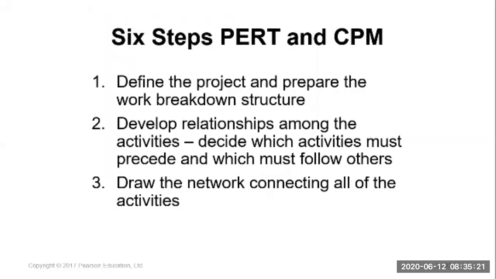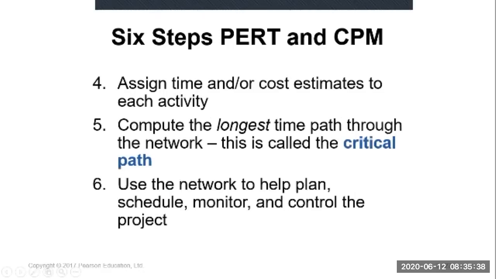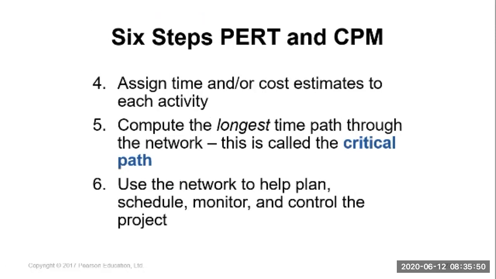After you identify the precedence relationship and the interdependency among the activities, you can draw the network. You have to draw the network to connect all the activities. After drawing the network, we assign time based on the measurement. Usually in CPM and PERT we mostly use time. After time, then it comes with cost.